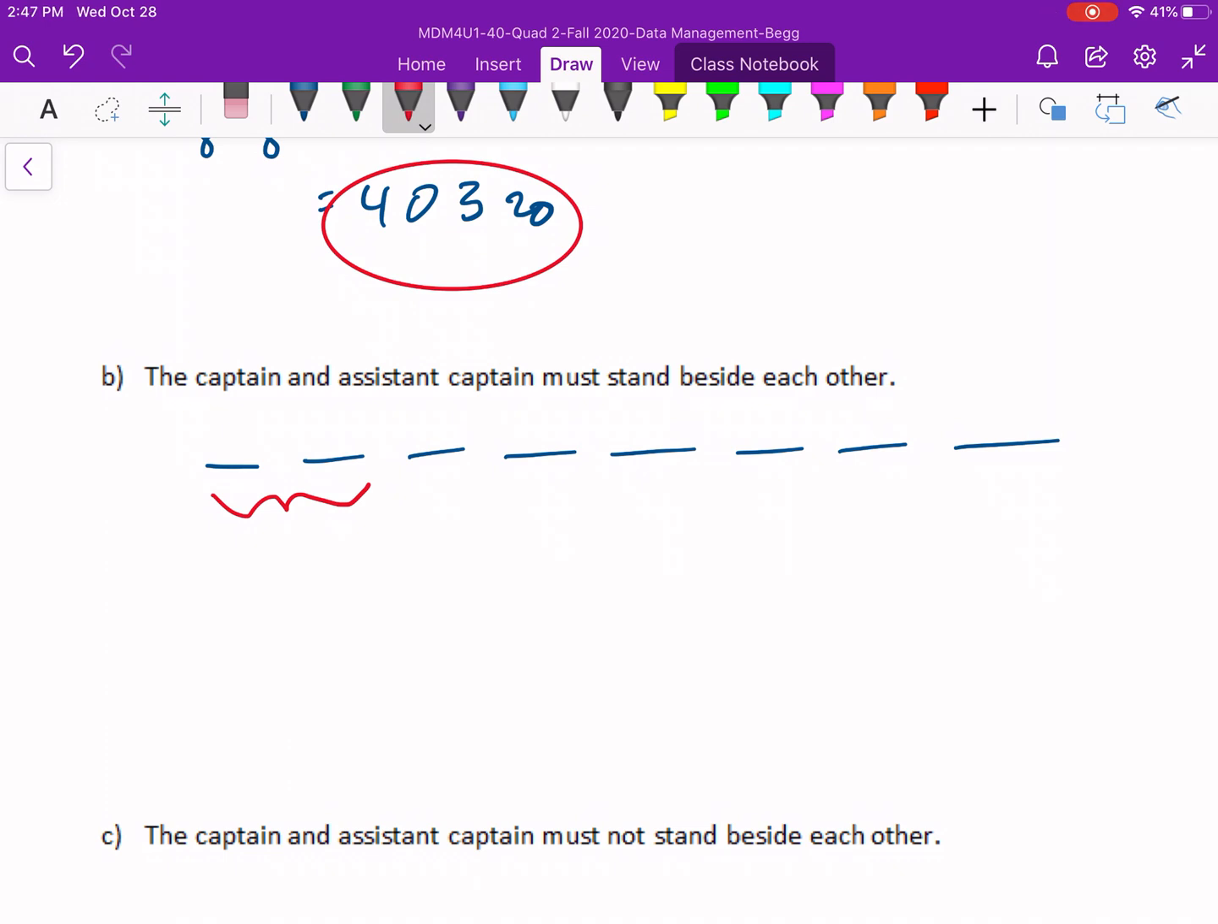So we got 2 choices for these 2 spots. Either the captain or the assistant can go in the first spot. Doesn't matter which one, but there's 2 choices. Whichever one I pick, there's only 1 person left to go in the other spot. Then there's the other 6 members of the team, and they can go in any order. So in this spot, I've got 6 choices. But after I place someone, then there's 5. And then there's 4, and 3, and 2, and 1. So these are all multiplied together using the fundamental counting principle. That takes care of everything except for one fact.